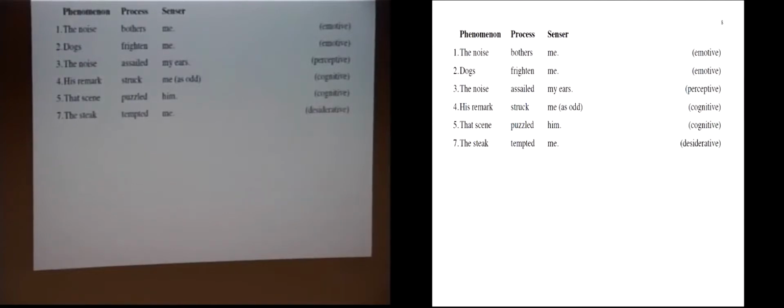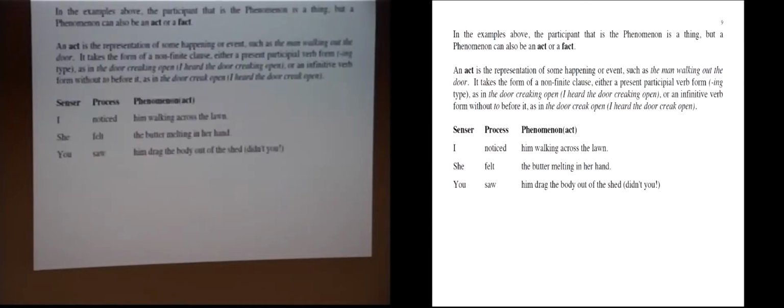Now, in the other type, you can say the noise bothers me. So this is where the phenomenon is subject. Dogs frightened me. The noise assailed my ears. His remark struck me as odd. That scene puzzled him. The steak tempted me. So in each of these cases, you have the phenomenon as subject. And these are paired, and each one of them has the passive possibility as well. I was tempted by the steak. So you have four choices there.